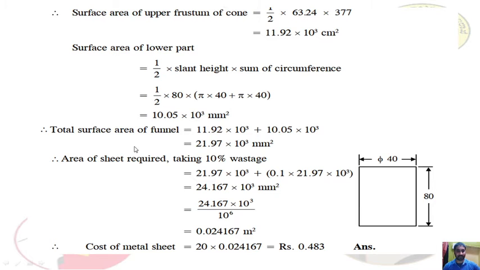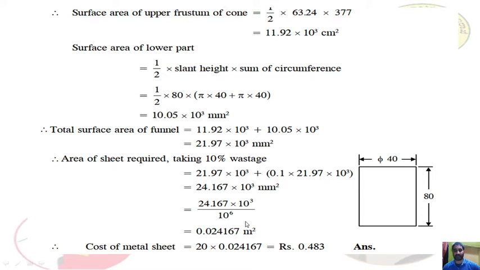The total surface area is the addition of 11.92 plus 10.05, so 21.97 into 10 raised to 3 is the total surface area. We have to take 10% wastage of material. 10% of 21.97 is 2.19, so 21.97 plus 2.19 gives the total area of 24.167 in terms of millimeter square.